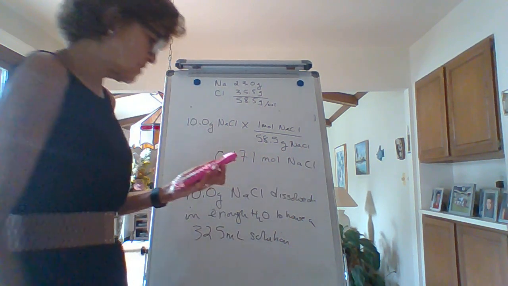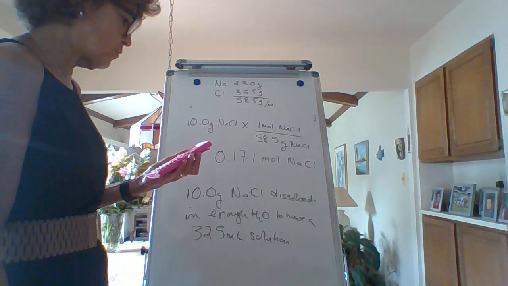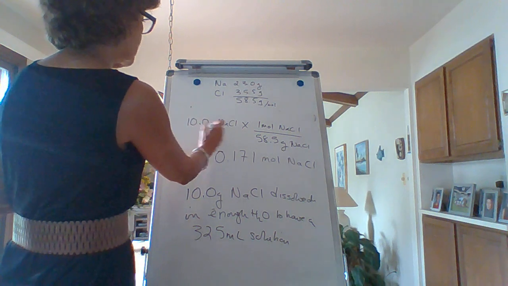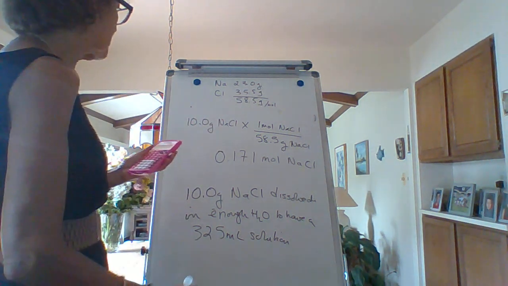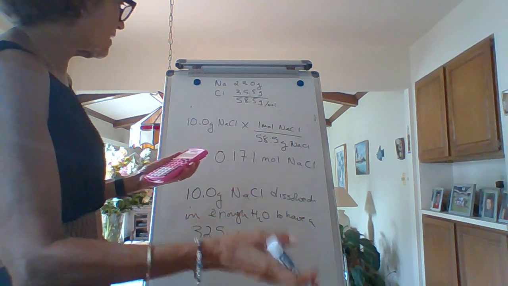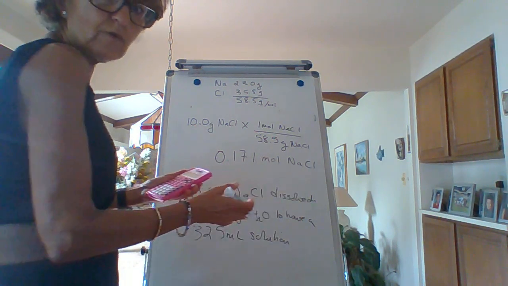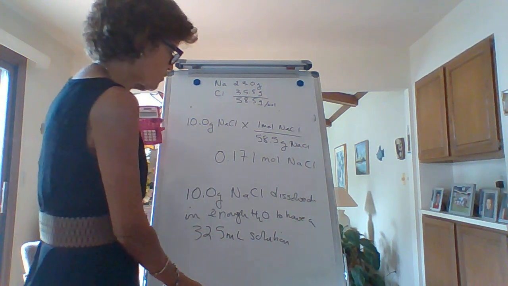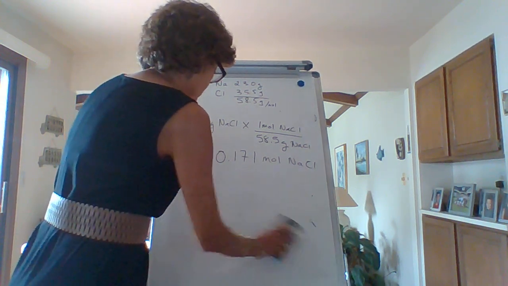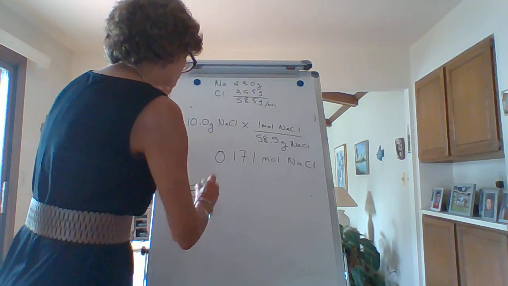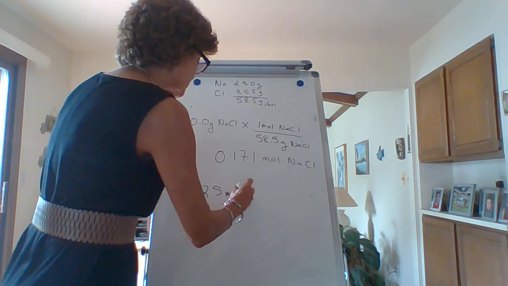Now, your calculator says 0.17094101171. I'm going with 3 sig figs because that was our measured number that was given to us. And 0.1709, 9 is 5 or higher, so I rounded up. So here we go. So we have this many moles of sodium chloride. And we have 325 mils of solution.